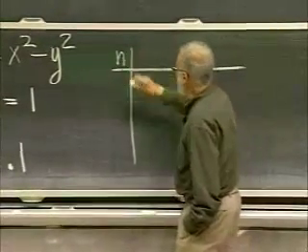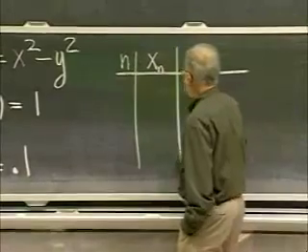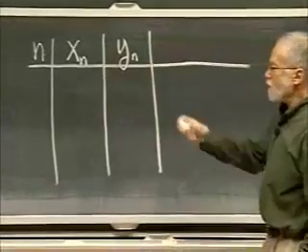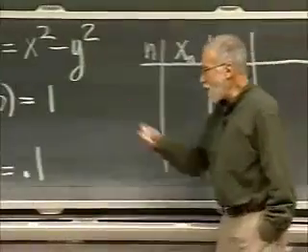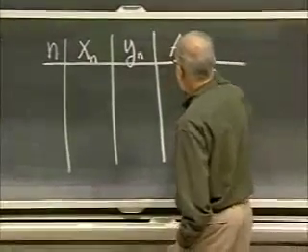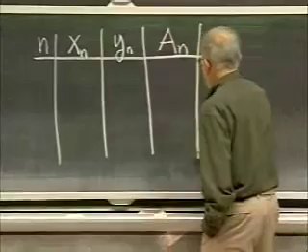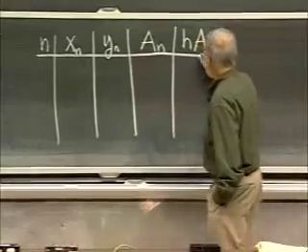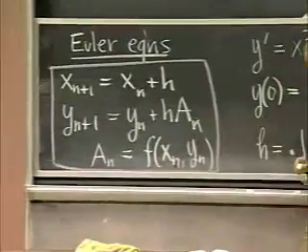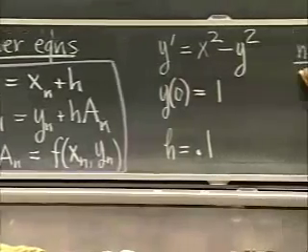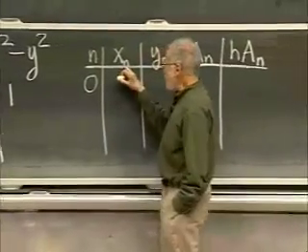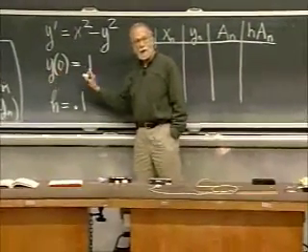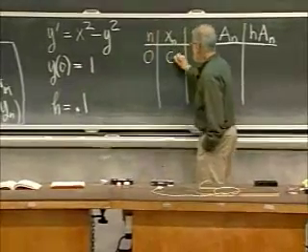So first, the value of n, then the value of xn, then the value of yn, and then a couple more columns which tell you how to do the calculation. You're going to need the value of the slope, and it's probably a good idea also, because otherwise you'll forget it, to put in h times an, because that occurs in the formula. All right, let's start doing it. The first value of n is 0. That's the starting point. At the starting point, x0, y0, x has the value 0, and y has the value 1. So 0 and 1.